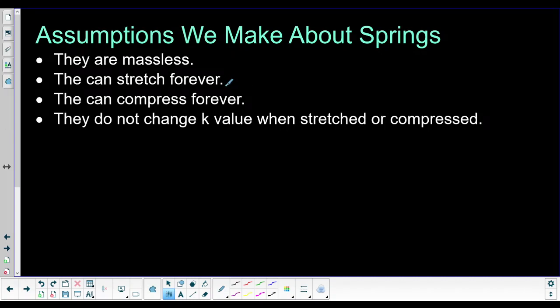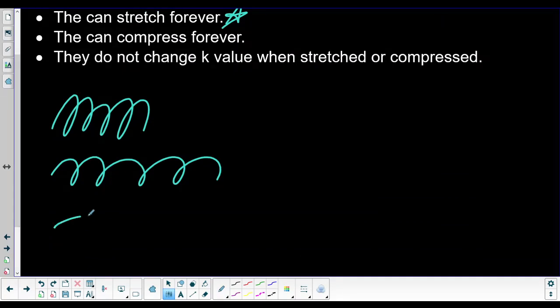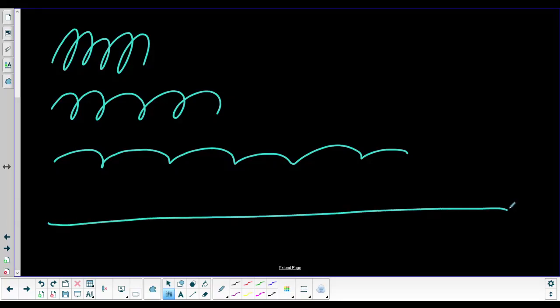We also assume that springs can stretch forever, which is objectively not true. If we take a spring, and you stretch it, it's going to progressively get skinnier and skinnier until you stretch it all the way out and it's just a flat cable of metal, right? You can stretch a spring so far it turns into a wire. And when you let go of this stretched out spring, it will probably not go back to looking like it started. It'll be all stretched out and messed up and you'll never be able to use it again.